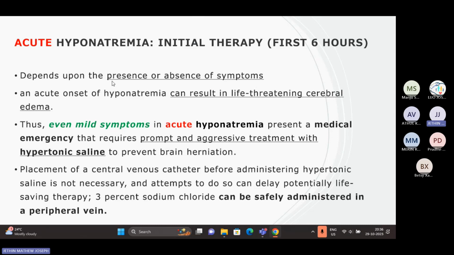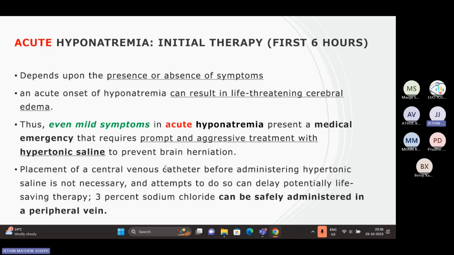Management of acute hyponatremia depends on the presence or absence of symptoms. Acute onset hyponatremia is dangerous because it can result in life-threatening cerebral edema. There is no time for the brain to adapt. So even mild symptoms in acute hyponatremia are a medical emergency and require prompt and aggressive treatment with hypertonic saline. So don't hesitate to start hypertonic saline in these patients.